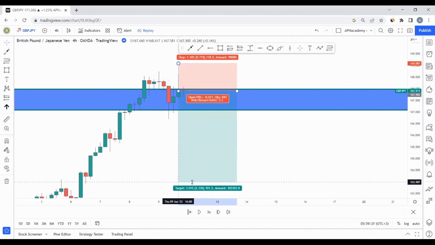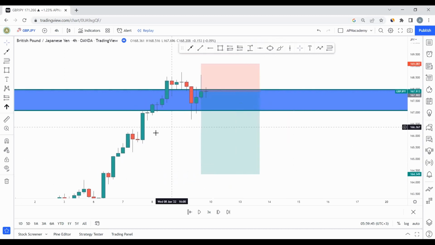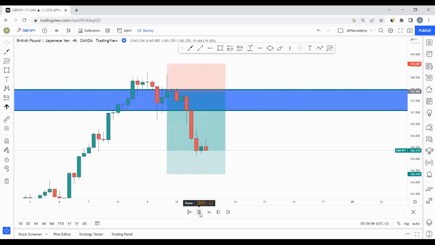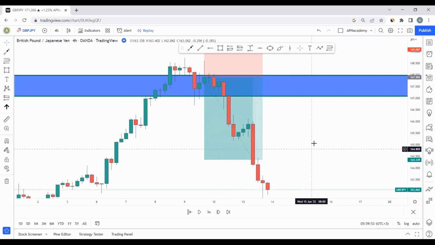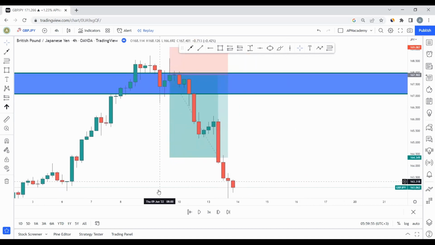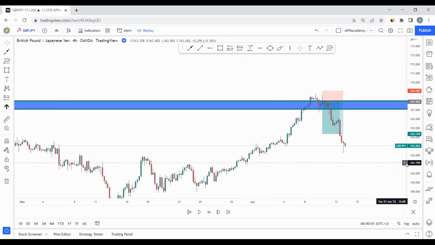Let me put it at 1 to 3 just for the purposes of not holding so long. And of course, our rule of holding. So let's see how this trade plays out. And you can clearly see it hit your take profit, right? So this is how you identify the supply and demand zones.